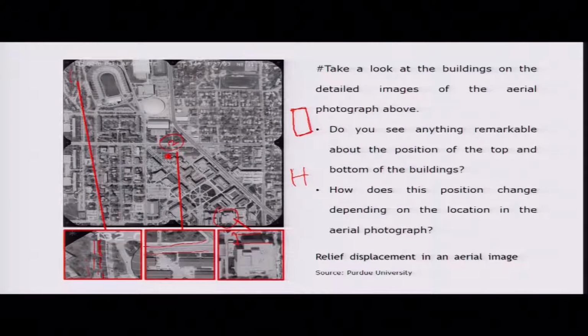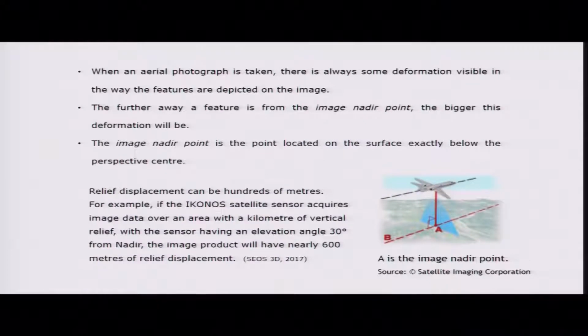So, you can see some remarkable things about the position of the top and bottom of the buildings on this image. Okay. Why are these positions changing? It depends on the location of these buildings, as I discussed earlier. Okay. So, suppose this aircraft is flying over a terrain here. Okay. It is capturing this area like this. Okay. So, A is the image nadir point here.